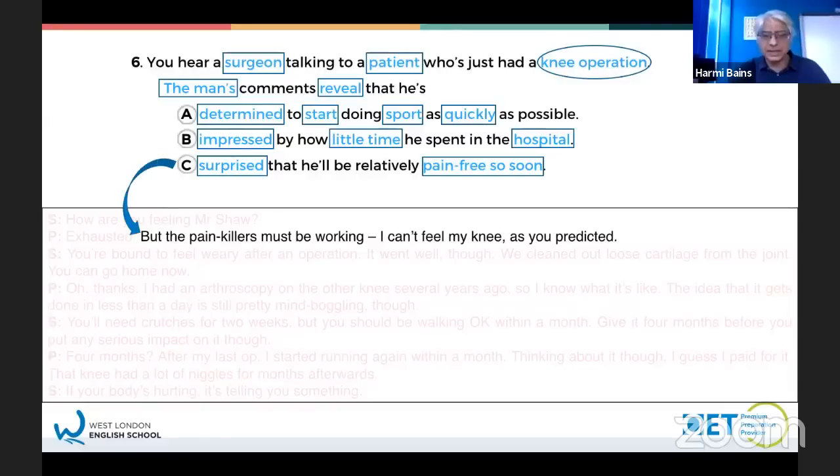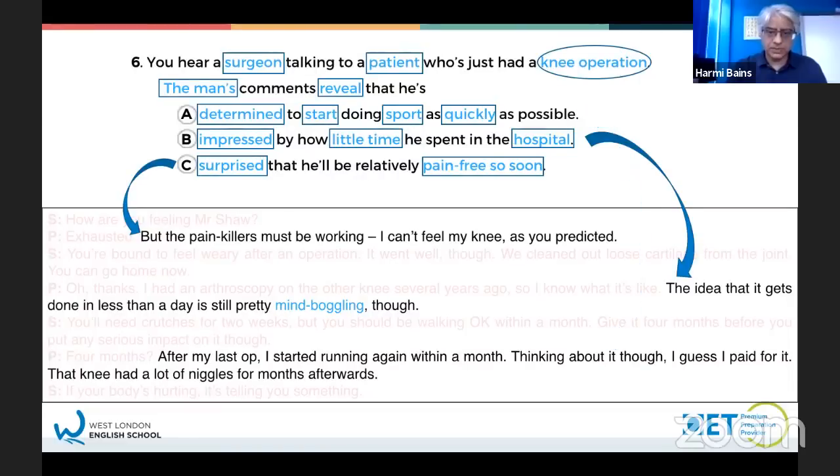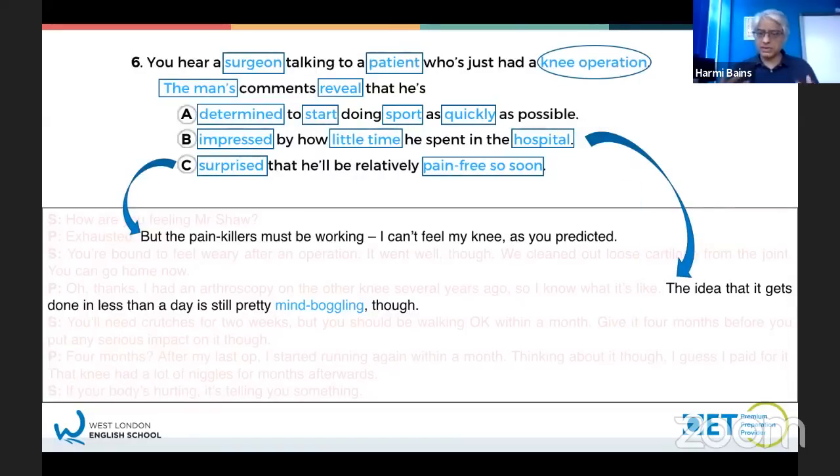Well, talking about pain, it sounds like option C here, but remember you've got to read the whole answer option, and there's no surprise here. So actually it wasn't answer C. Here the speaker says the idea that it gets done in less than a day is still pretty mind-boggling though. Again, vocabulary is really important. And again, remember this is a language exam and the more language you have, the easier it is. So vocabulary is an important part of language and we always say build up your vocabulary. That word mind-boggling is really important because something that's mind-boggling is difficult to understand. It's like, wow. I wouldn't say it's a negative word.